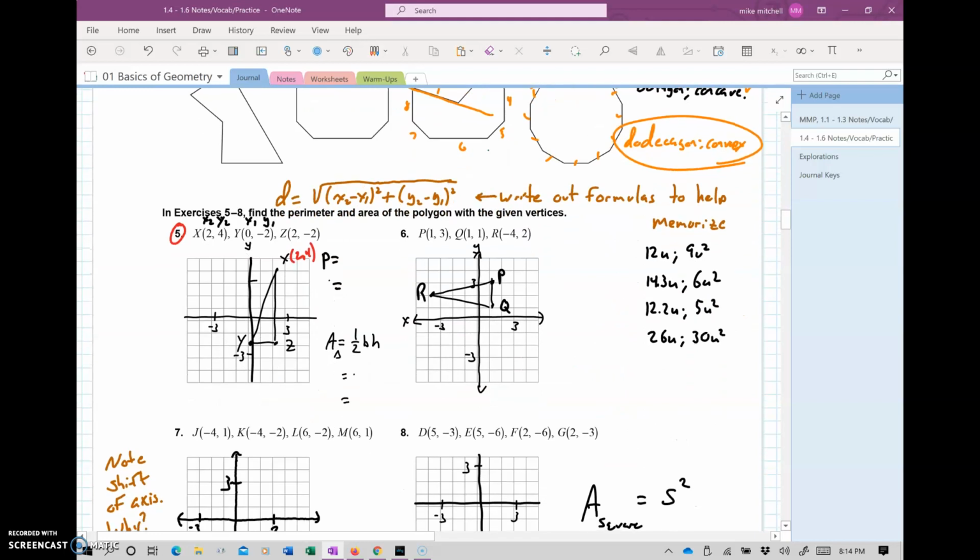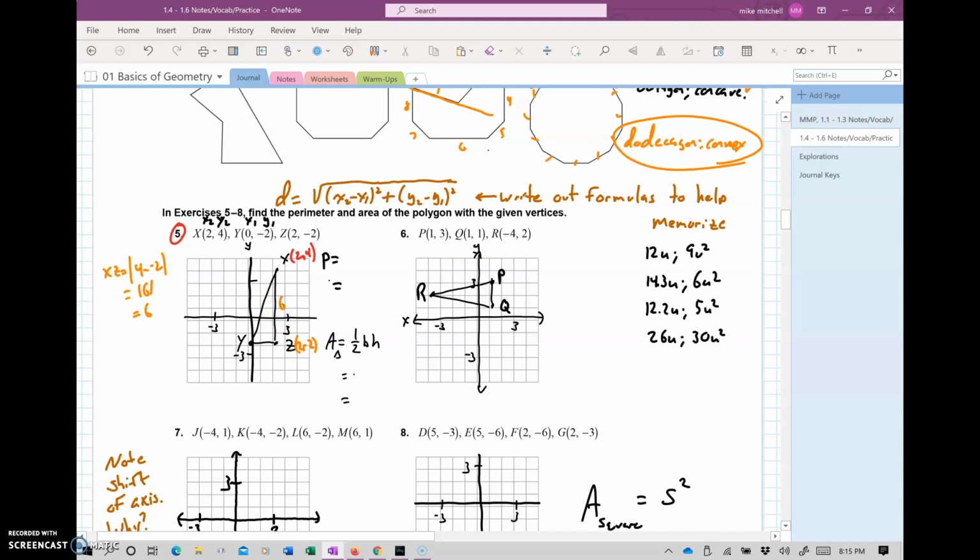Find the perimeter and the area. A few different ways we can go about this. You can plot these, put the points in there. They've got 2, 4. Z is 2, -2. The x coordinates are the same, so I can just say xz equals the absolute value of 4 minus -2. That's the absolute value of 6, for a distance of 6.